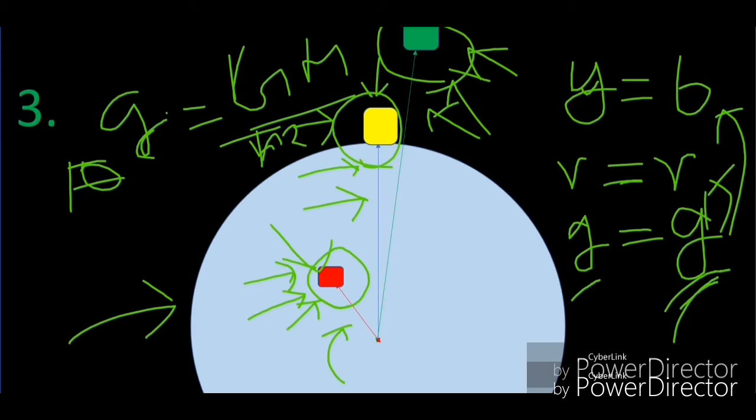If an object is placed somewhere near the center of Earth, the gravitational acceleration and weight will be greater, and when it is placed far away, the gravitational acceleration or weight will be lesser. And these are very basic concepts.